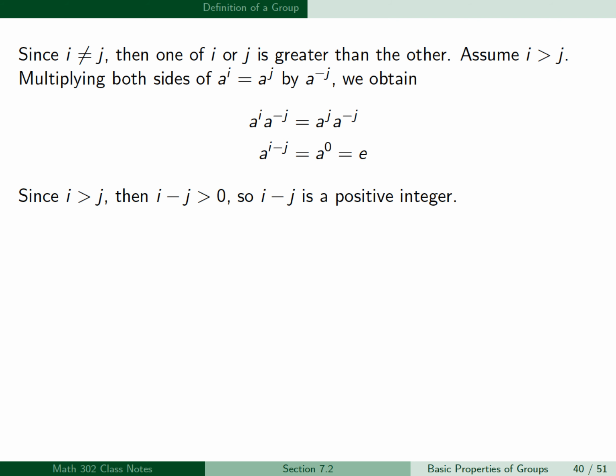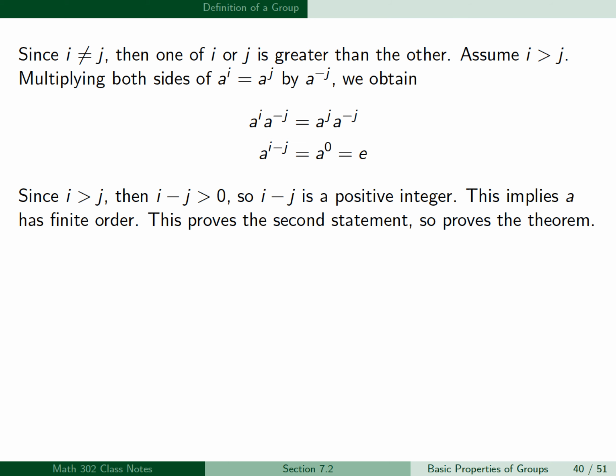And since I is greater than J, then I minus J is greater than 0, so I minus J is a positive integer. So what we now have is A raised to a positive integer power is equal to the identity, and so this implies that A has finite order. And this proves the second statement, so proves the theorem.